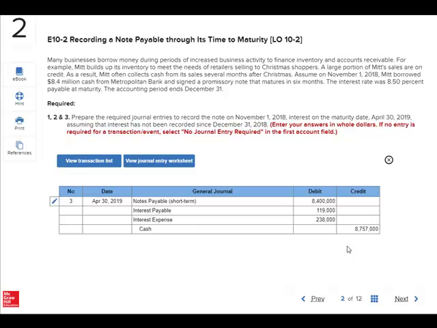And then you'll just have one giant credit to cash, both for the interest being paid and for the original amount of the loan. So we're just putting these entries into one big entry rather than splitting out separately the repayment of the loan and the payment of the interest.